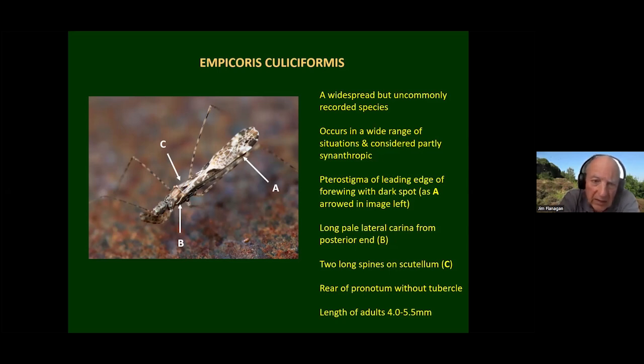And they're also, as I mentioned earlier, this is a species that has two long spines on the scutellum. That's C on the image, and there isn't an obvious tubercle at the rear of the pronotum, and it's smaller as well than Vagabundus, coming in at around 4 to 5.5 millimeters. They tend to be around the middle of that range of length, really. So not very big at all.